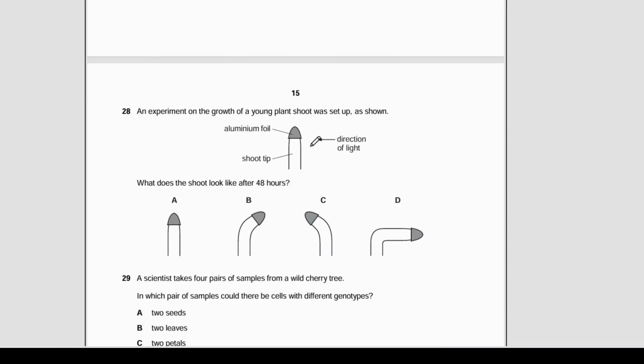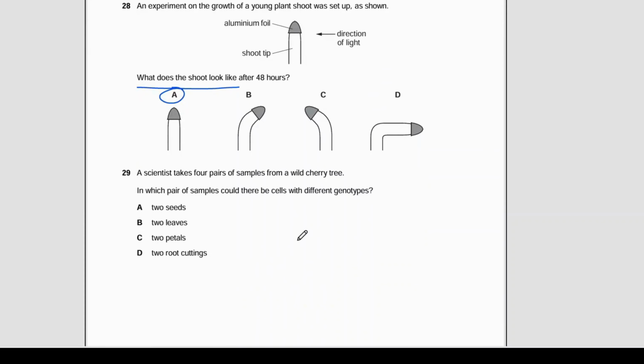A tip is given, and this tip is covered with aluminum foil, and the direction of light is over here. So it has nothing to do with the tip. Since the direction of light is on one side only, what would be the shape of the shoot after 48 hours? A. Why? Exactly. So we have covered the space where oxygen is produced. So it's not shifting at all.